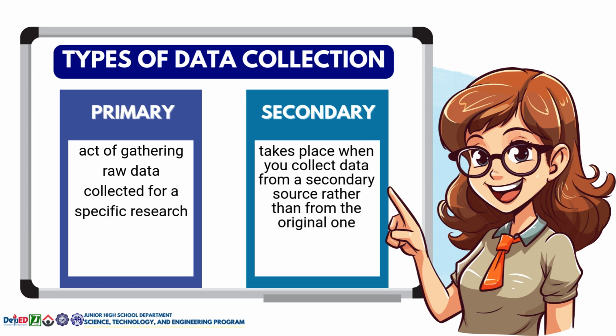Data collection essentially falls under two main categories: primary data collection and secondary data collection. Primary data collection is the act of gathering raw data collected for a specific research. It can be divided into qualitative research method and quantitative method. On the other hand, secondary data collection takes place when you collect data from a secondary source rather than from the original one. This kind of data can be sourced from online portals, books and journals that have been already published. It is often the easier and cheaper method when compared to primary data collection.